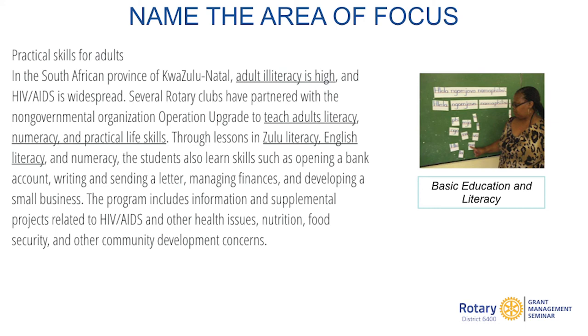And if you go through it, you see everywhere, adult illiteracy is high. Teach adults literacy, numeracy, which is mathematical literacy, and practical life skills, Zulu literacy, English literacy. So literacy is a dominant theme which feeds all the other ones. So that would be the best answer, not that the other ones are wrong.